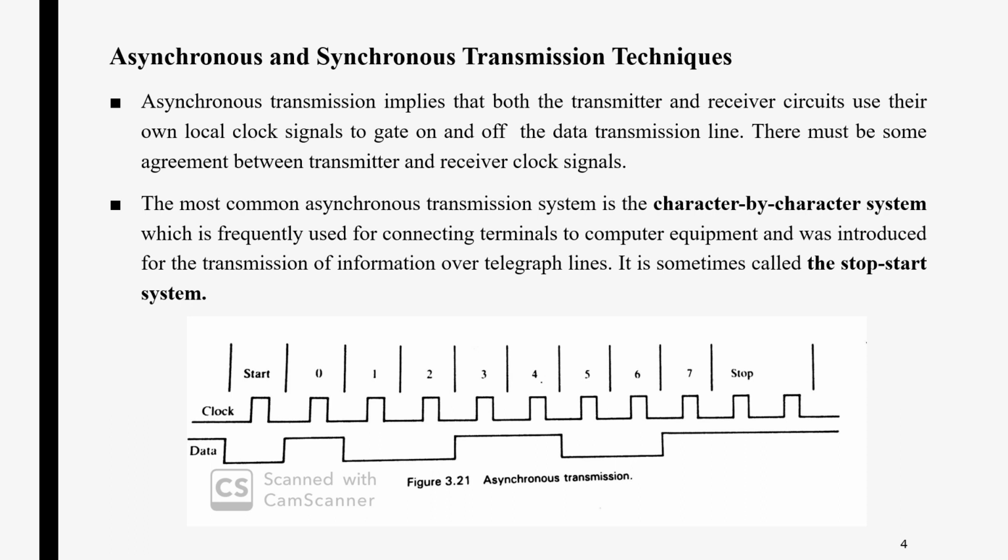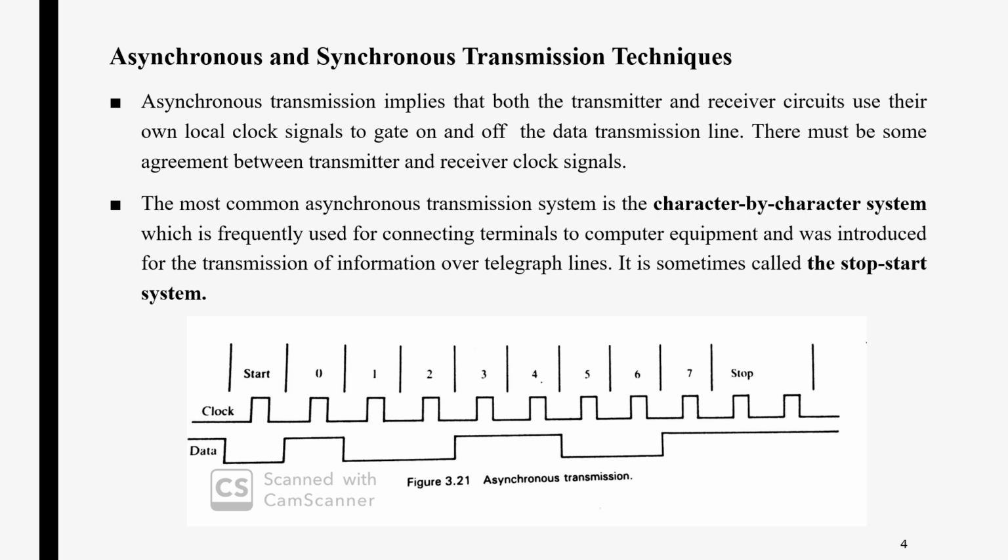Asynchronous transmission implies both the transmitter and receiver circuits use their own clock cycle. There is a different clock cycle for each circuit that generates the gate signal which turns the data transmission lines on or off. So there must be some agreement between the transmitter and receiver to receive the data, a clock signal agreement to synchronize them. The most common asynchronous transmission system is the character by character system, which is frequently used for connecting terminals to computer equipment, and that was introduced by the transmission of information over the telegraph line. It is sometimes called start and stop bit. So there is a synchronization between the transmitter and receiver by the start and stop bit.